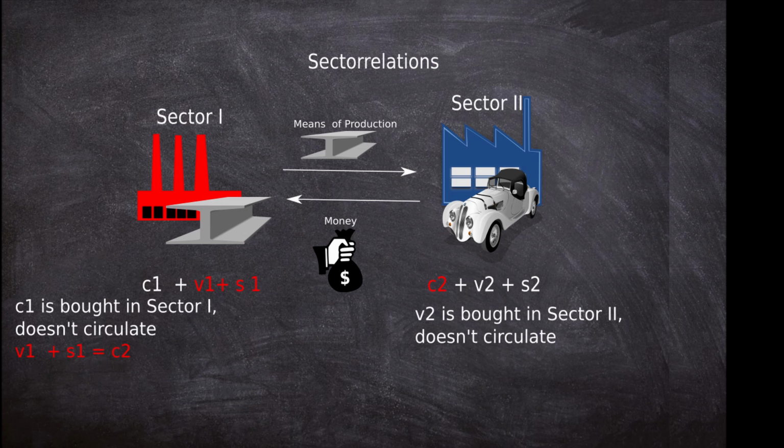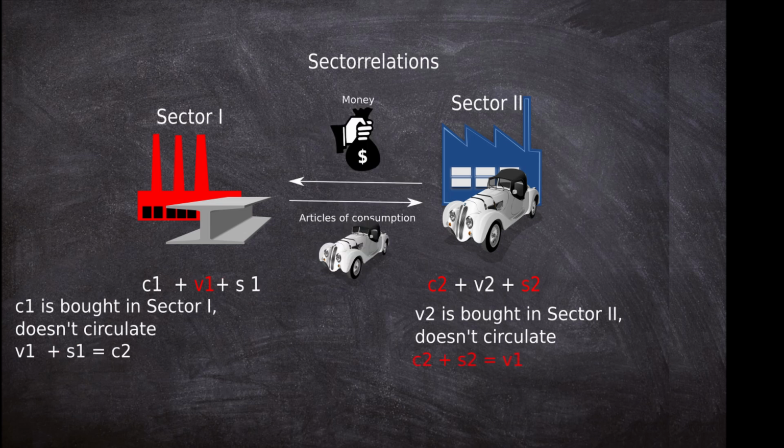Sector 2 buys means of production from Sector 1 and therefore enables profit. Well, in here, the constant capital and surplus of Sector 2 are also equal to the variable capital of Sector 1. The only way Sector 2 can make money is to sell their products to workers who don't receive their wages from them, who are employed by some other capital. And the only other capital would be Sector 1.